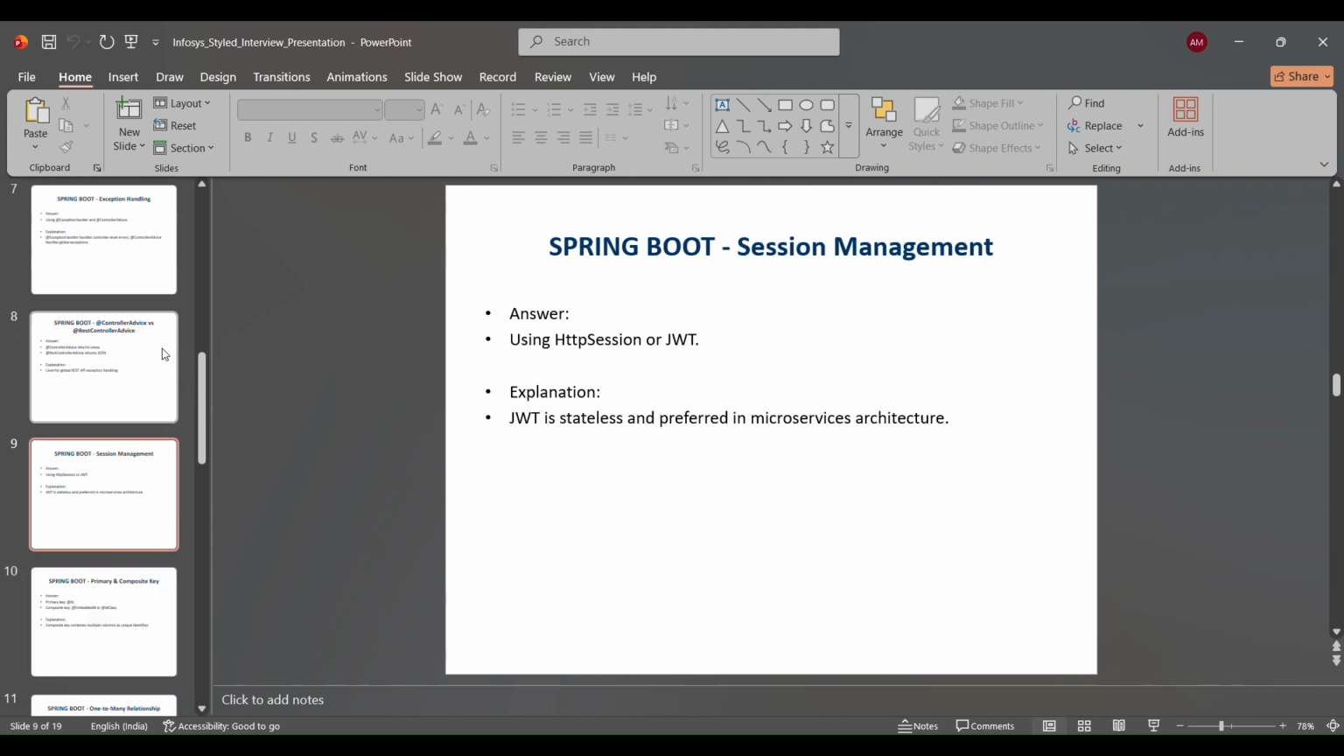The next question is how do you manage session management? We can answer it using HTTP session or JWT. JWT is stateless and preferred in the microservices architecture.